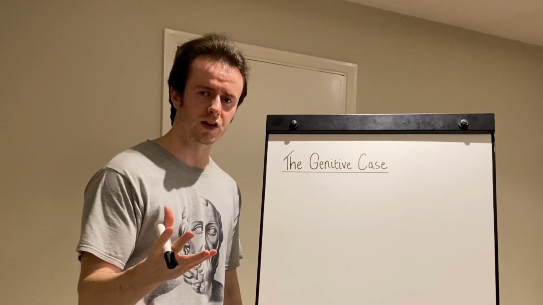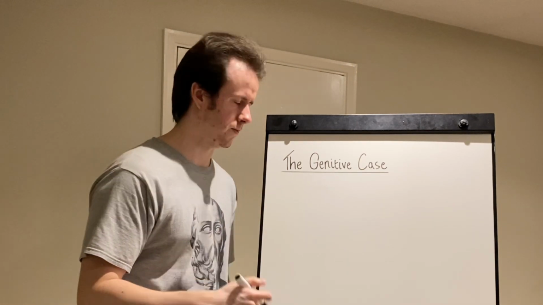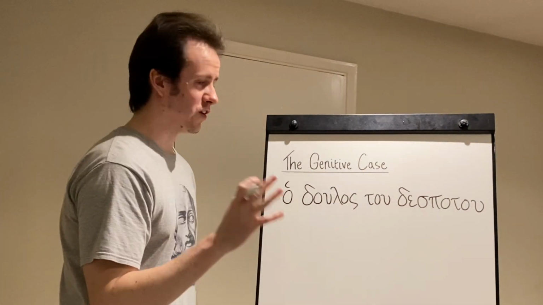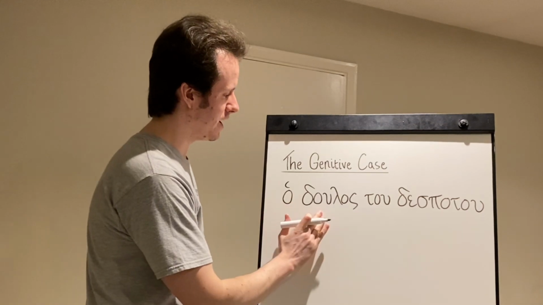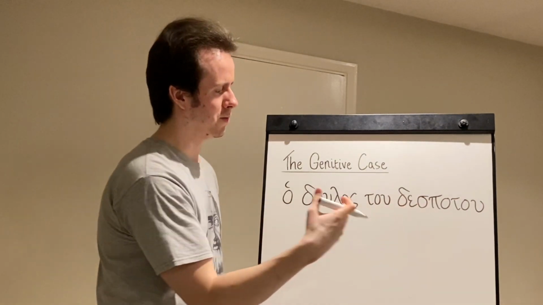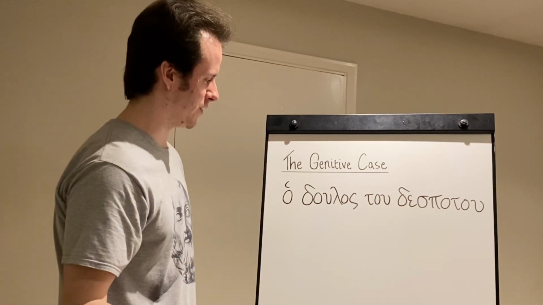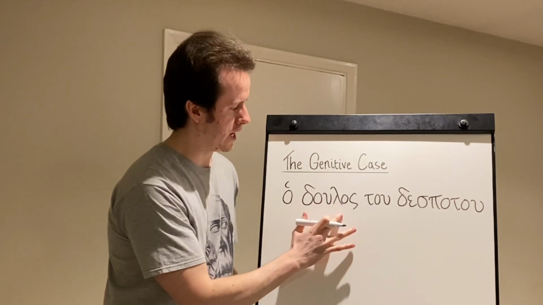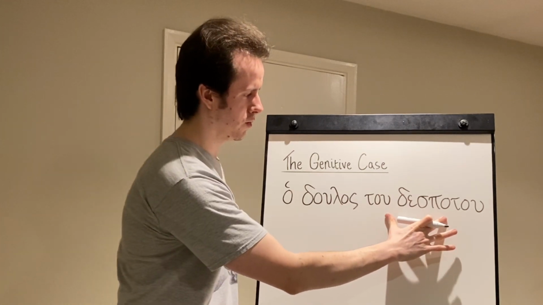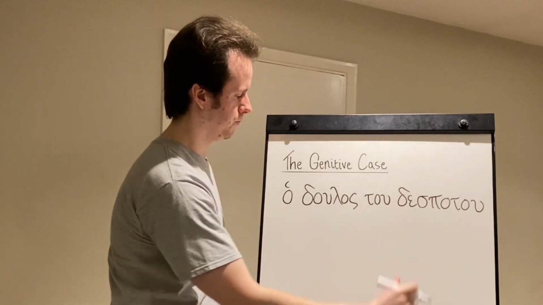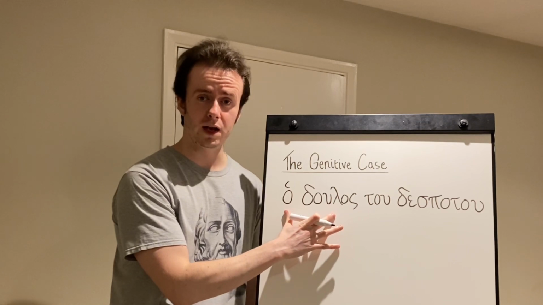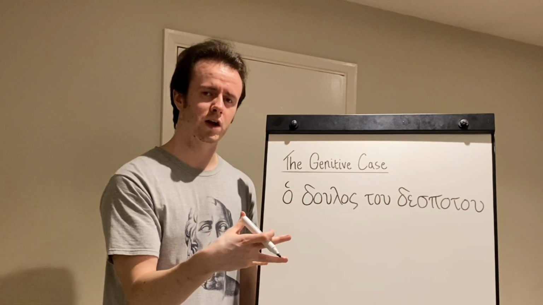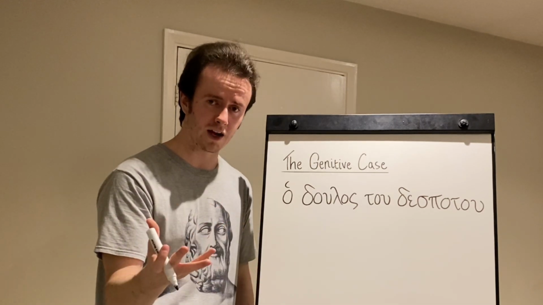I'm going to write our first example back up on the board to illustrate this. Here is our first example, ho doulos tou despotou, which I hope you remember means the slave of the master, or in more natural English, the master's slave. Now here we've got a nominative combination of definite article and noun, and here we've got a genitive combination of definite article and noun. And now note that this need not actually be nominative. The thing that comes before the word of in the literal translation could be in any case.